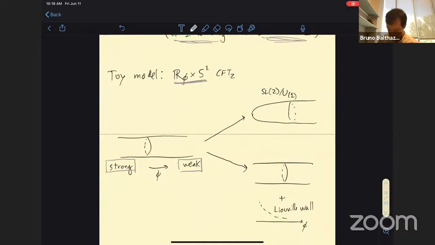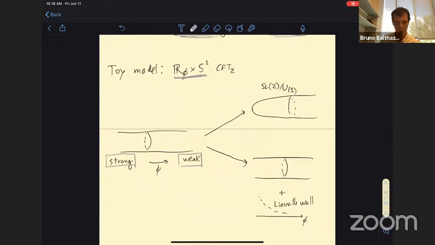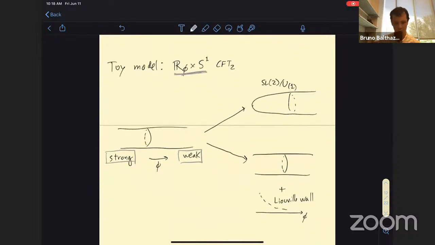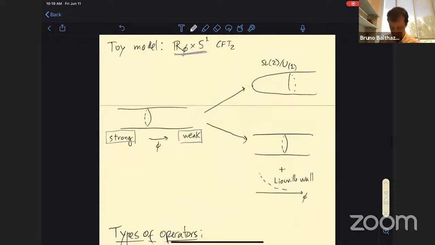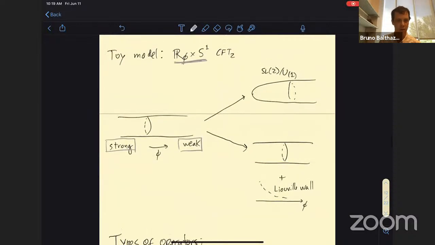And another way of doing this is, for example, by adding a Liouville wall in the phi direction. So you still have the topology of the cylinder, but now the field phi can't quite probe the strong coupling region because of this exponential Liouville wall. Okay, so these are different walls for the same asymptotics in the weakly coupled region.